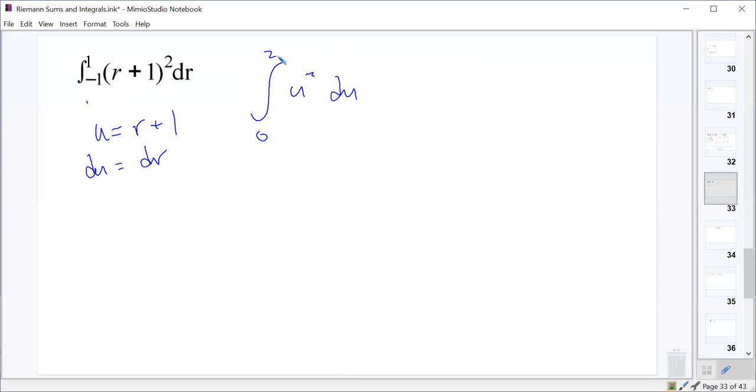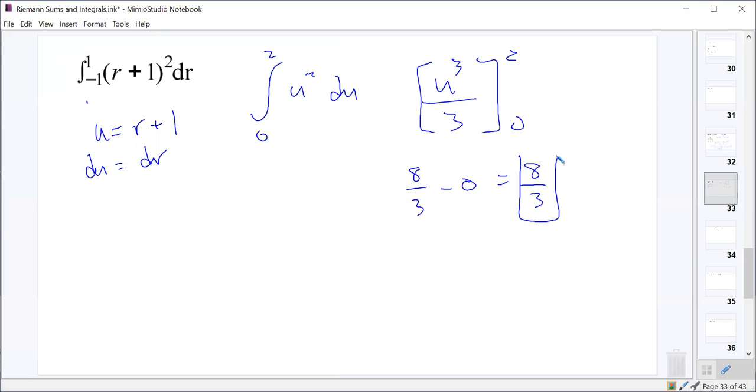So now it becomes an integral from 0 to 2 of u squared, or u cubed over 3. Do we need to turn that back into r plus 1? Nope. And we'll just plug in our new limits. So this becomes 8/3 minus 0. What's the other option we could have done for this particular problem here? Did we need to do a u sub? We didn't need to do the u sub, right?